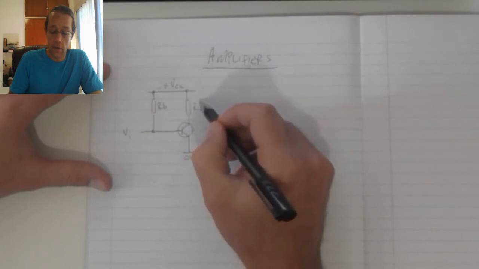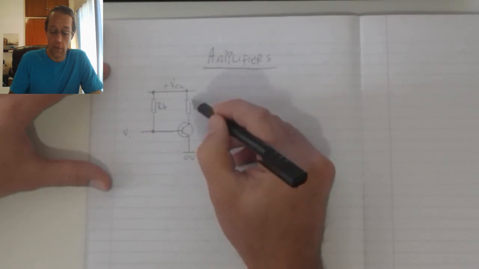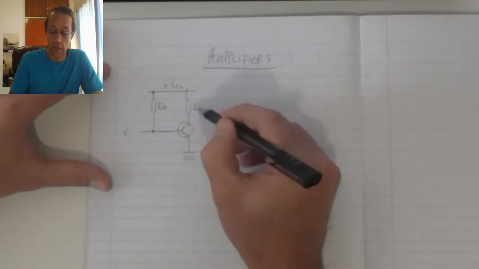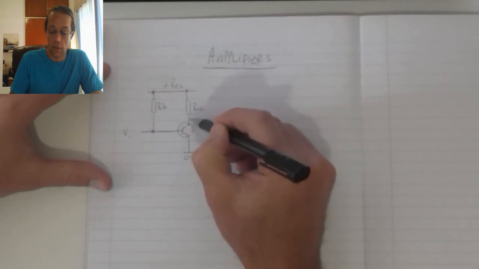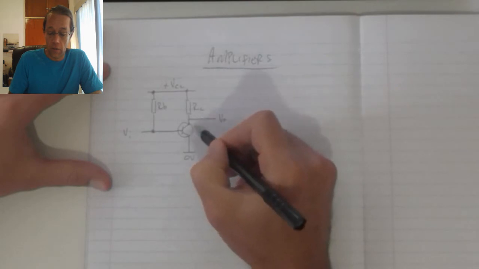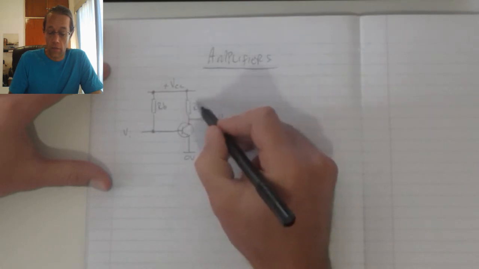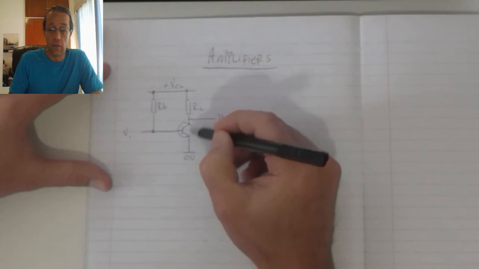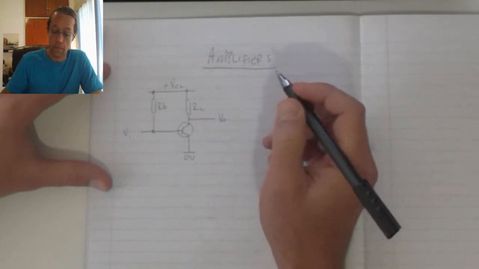This collector resistor is there to serve as a voltage divider of the supply along with the transistor, so that we could develop an output voltage across that transistor. It also serves to limit the current through the transistor.